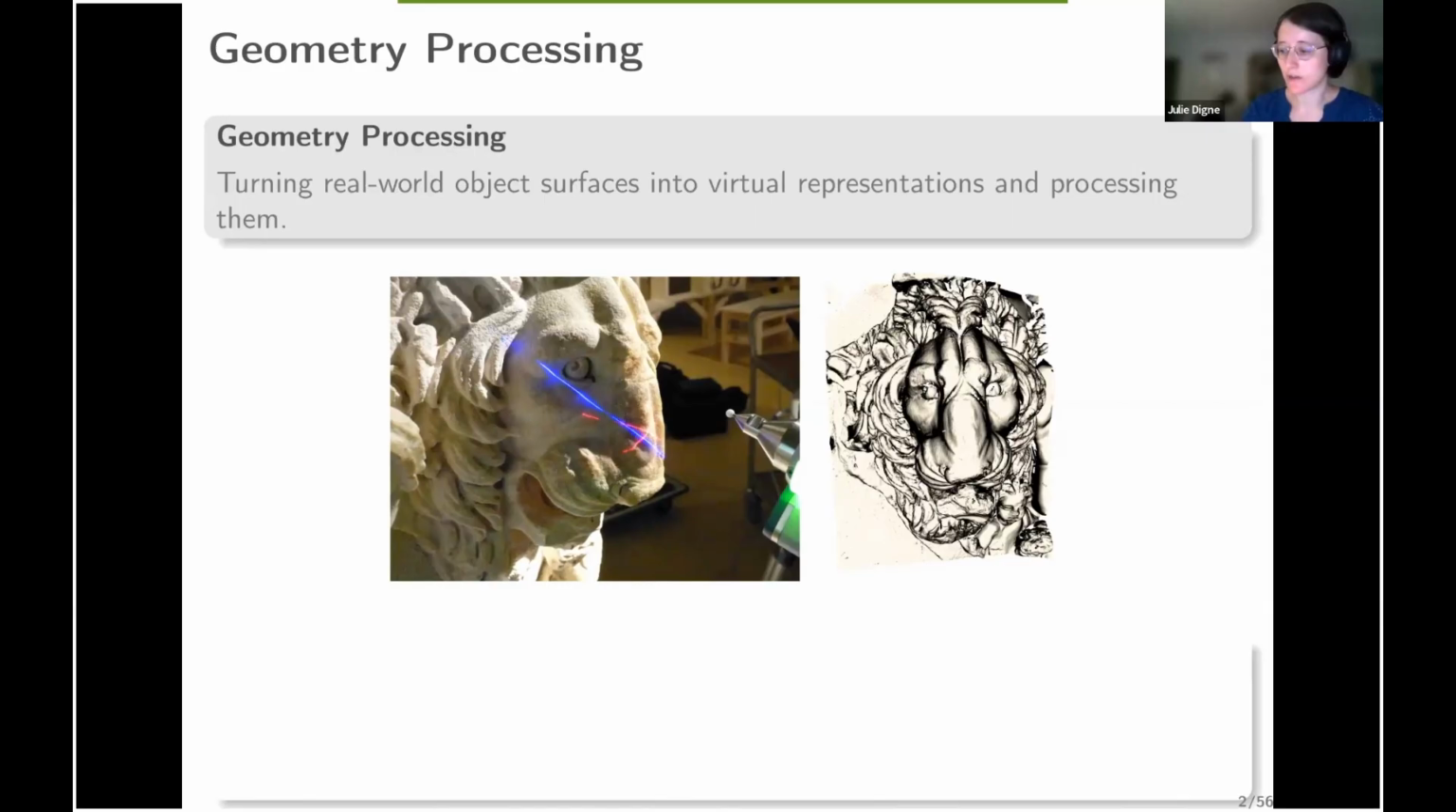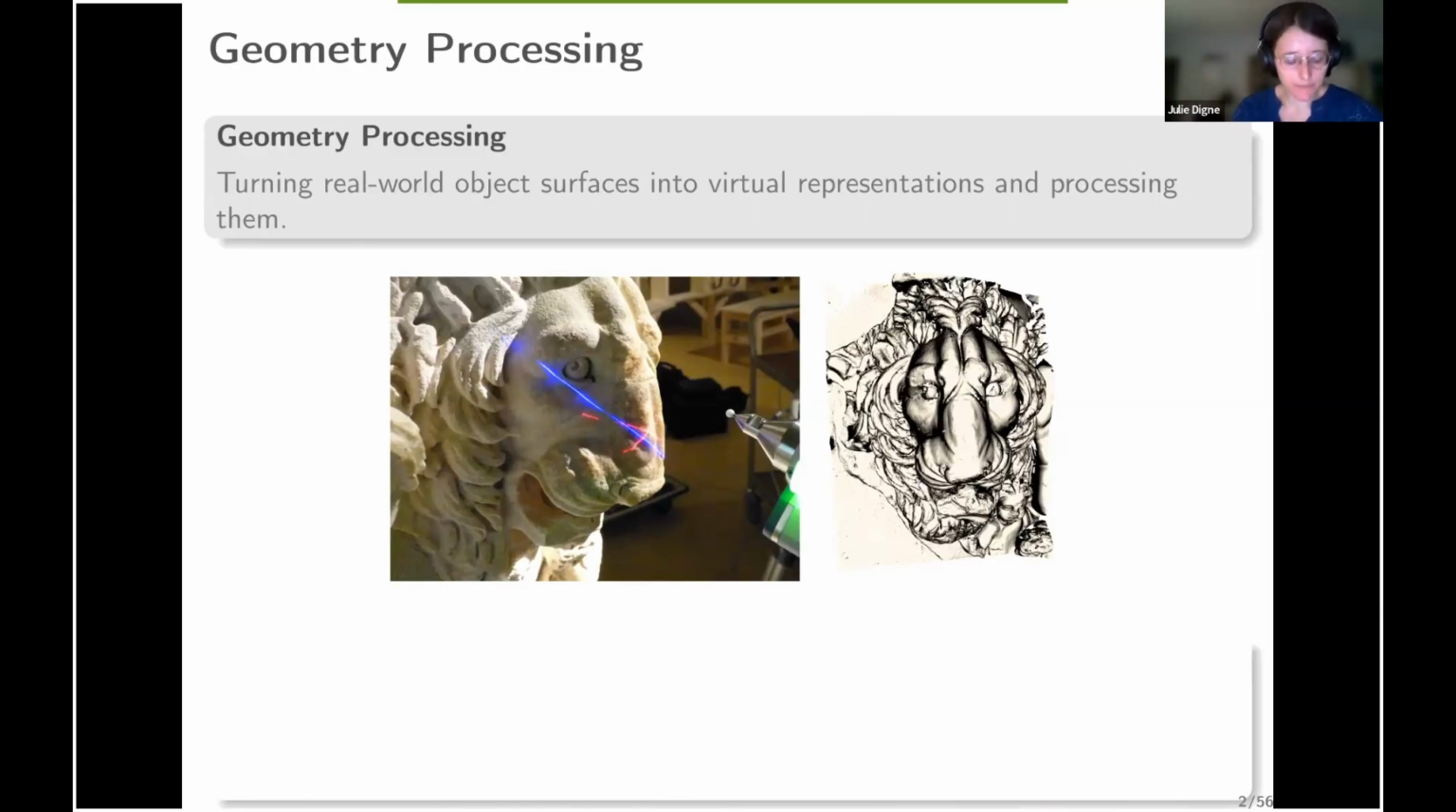And here you can see one of the projects we did, where we went to a Roman museum, and we did some acquisitions with a triangulation laser scanner, and we were able to reconstruct the surface. So that's something which we do a lot.